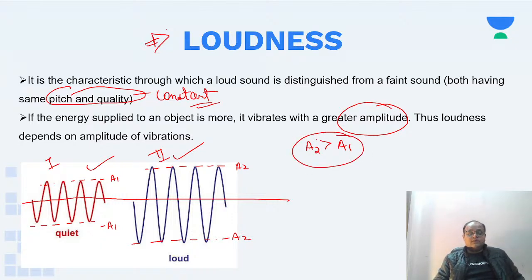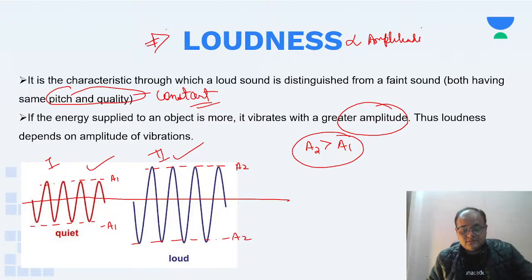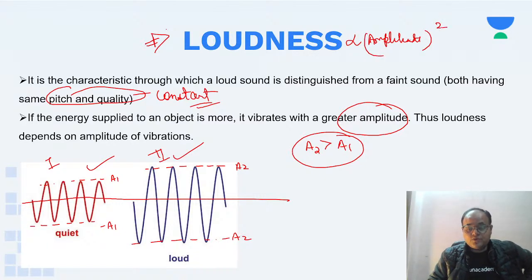So what loudness does is, loudness helps us to relate the amplitude of the signal. Greater the amplitude, greater the loudness. Loudness is proportional to amplitude. We'll get to know the mathematical part as well. Technically speaking, it is proportional to the amplitude square, but I was just talking about the relation. So loudness does depend on the amplitude, and it is directly proportional to the square of the amplitude.